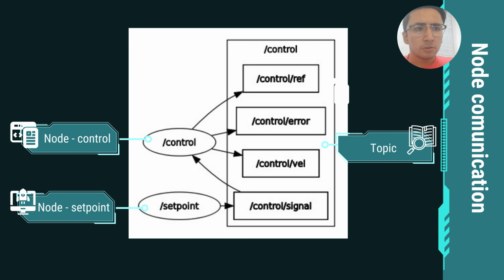This diagram shows the communication between our nodes in ROS. With a control node and reference node, the control node processes the speed and generates a control signal. The reference node sets the desired speed, and the nodes exchange messages through topics.